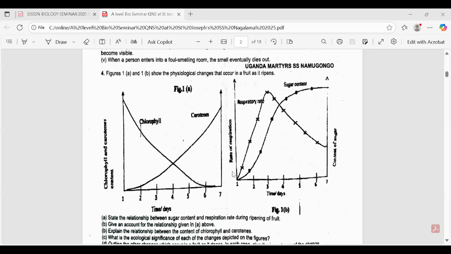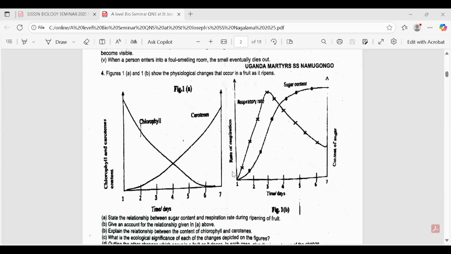That's why the respiratory rate must increase. But as the fruit is developing carotene, there is also conversion to sugars. Why must we have sugars? As the fruit is ripening, sugars are going to help in the attraction of the dispersal agents to help in the dispersal of the fruit. That's why their content must increase.